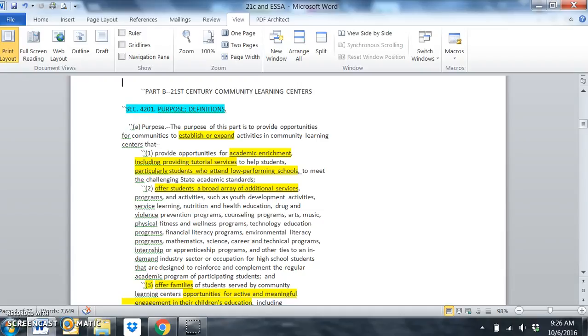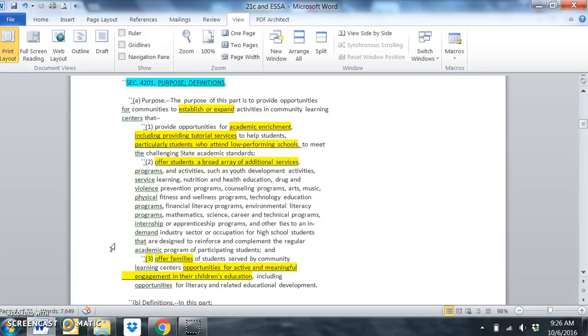The overarching concept of the purpose of the program is to establish or expand activities in community learning centers. And there are 3 key purposes underneath that overarching concept. One is that opportunities for academic enrichment, including tutorial services, are there to help students, and in particular students who attend low-performing schools. This is an important phrase that we need to look into, and will do so.